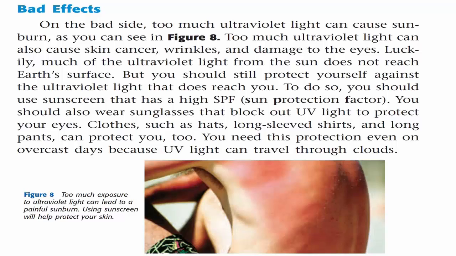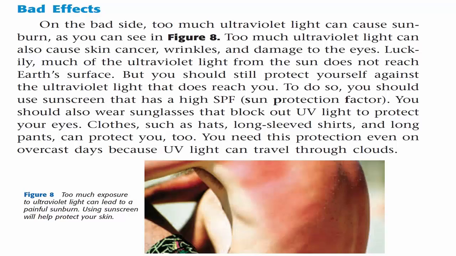Bad effects. On the bad side, too much ultraviolet light can cause sunburn, as you can see in Figure 8. Too much ultraviolet light can also cause skin cancer, wrinkles, and damage to the eyes. Luckily, much of the ultraviolet light from the sun does not reach Earth's surface. But you should still protect yourself against the ultraviolet light that does reach you.